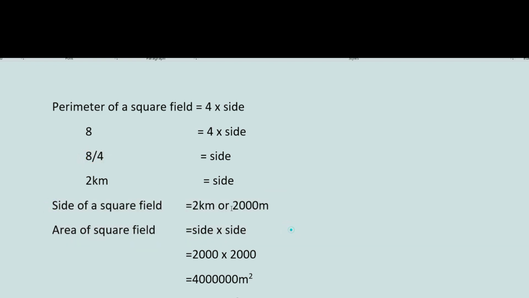Okay, 2 kilometer, if you convert into meter, 1 kilometer is 1000 meter, so 2 kilometer is how much? 2000 meter. So 2 kilometer, or we can write it as 2000 meter also. Okay, moving to the next, we have to find the area of the square. Now in the question they have asked you to find the area of the square. So the area of square formula is what? Area of square formula is side into side. Side into side means 2000 meter into 2000 meter.